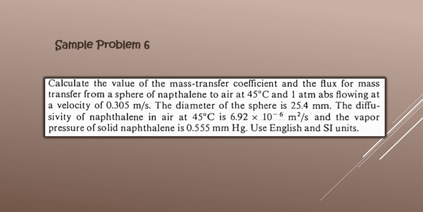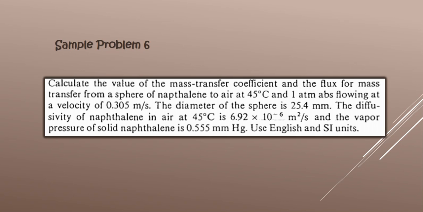Okay, now to illustrate the use of the formula and how we choose the appropriate formula for the problem, we have this second to the last sample problem. Here you are asked to calculate the value of the mass transfer coefficient and the flux for mass transfer from a sphere of naphthalene in air. So your sphere is in air at 45 degrees Celsius and 180 m, and air is flowing at a velocity of 0.305 meters per second. The diameter of the sphere is given to be 25.4 millimeters.